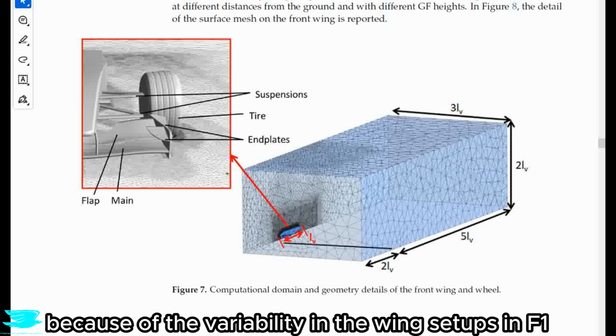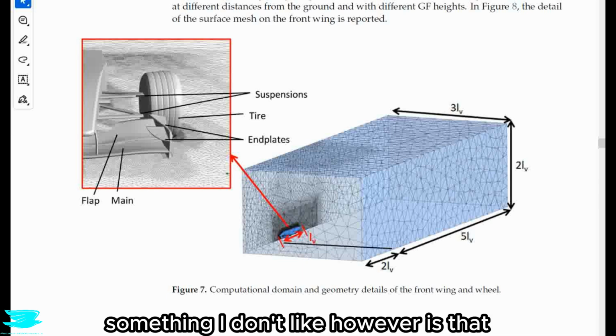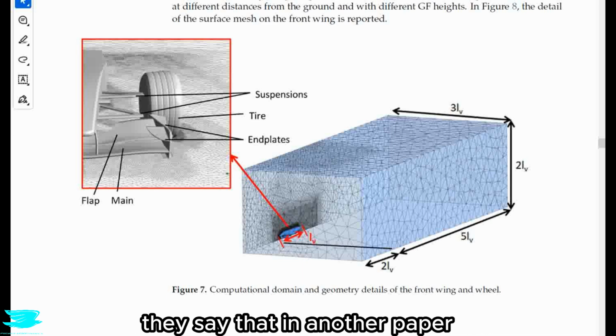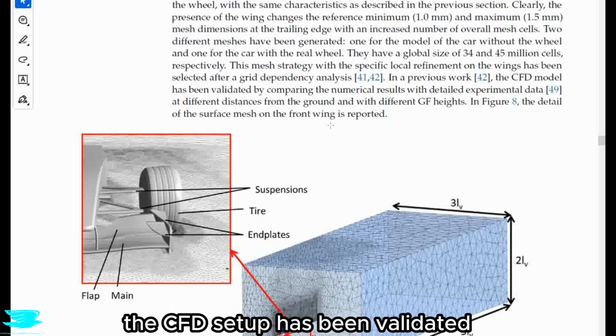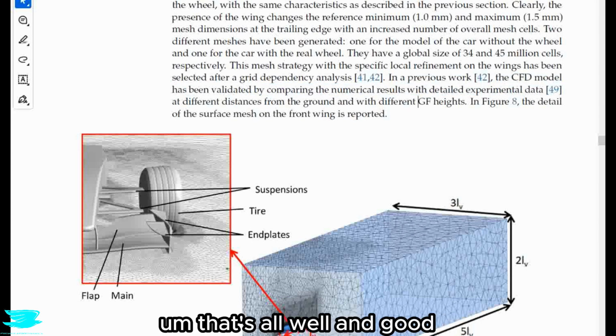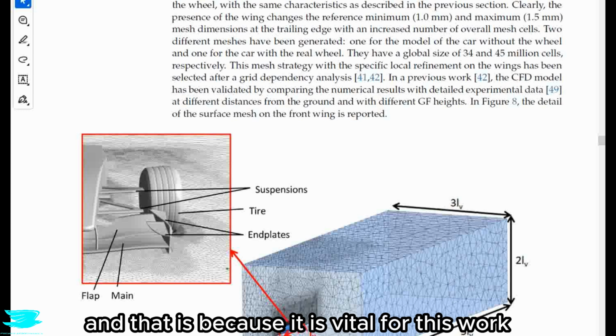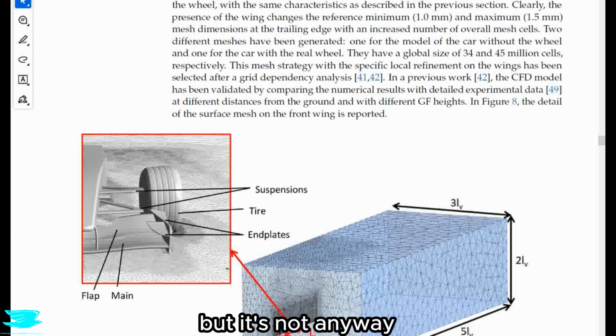However, again, because of the variability in the wing setups in F1, I think this is still fine here for a general representation. Something I don't like, however, is that they say that in another paper, this CFD setup has been validated. They say it just around here, this line. That's all well and good, but I would have really liked to see it here too, because it is vital for this work and it should be included still, but it's not.